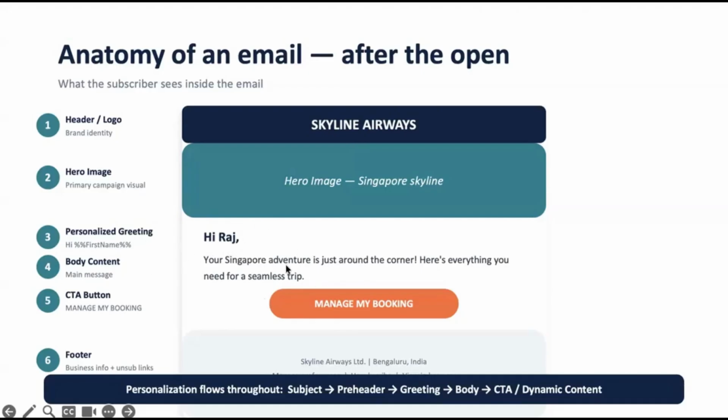Then there is the body, what content you want to convey, right? Then the final CTA, a click to action. This is the button. Basically, this is the hero or the main agenda for which you send the email. Then there is the footer.